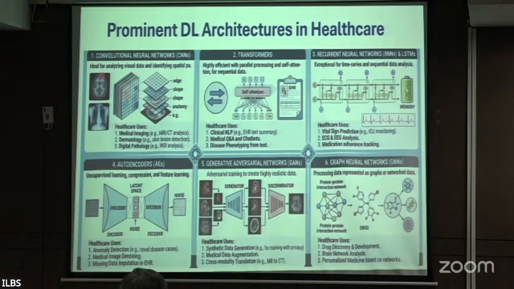For different data, there is the convolutional neural network for images, transformers for text, and generative adversarial networks for generating artificial images from our existing data if we need more data. The recurrent neural network handles temporal data. The autoencoder is there to extract features; it is an unsupervised method. And the graph neural network can identify very complex relationship patterns. So these are very prominent deep learning methods that are used in healthcare.